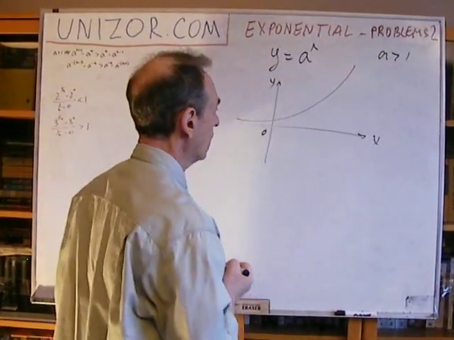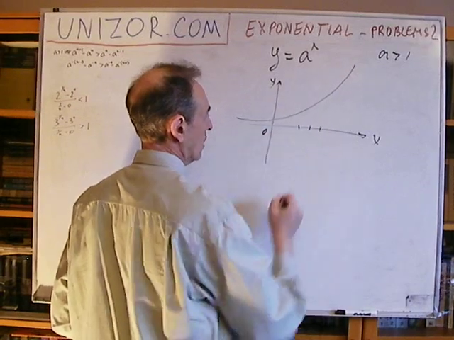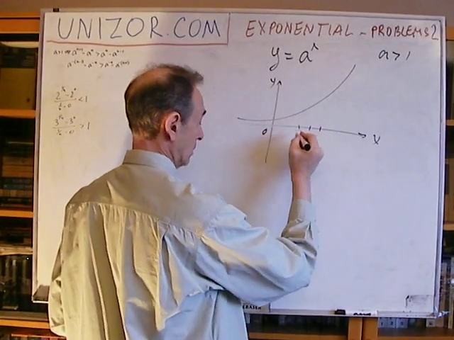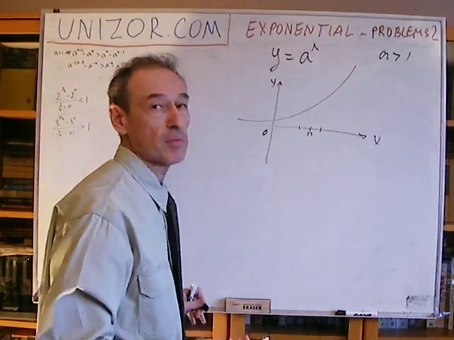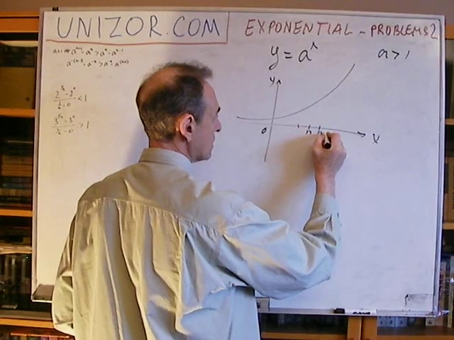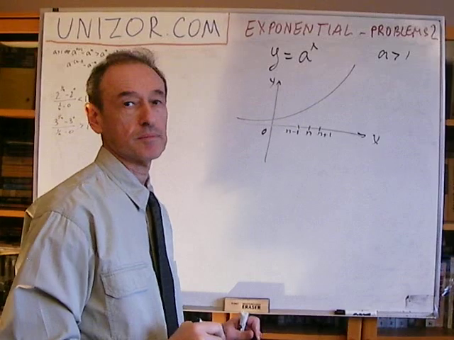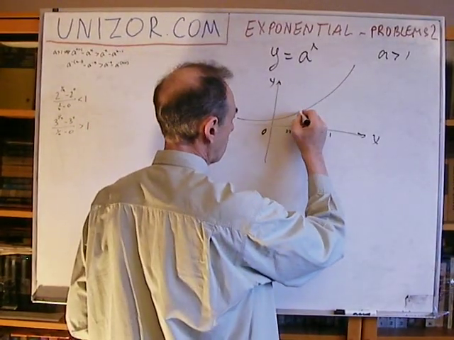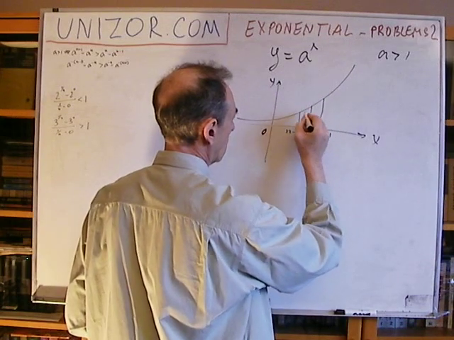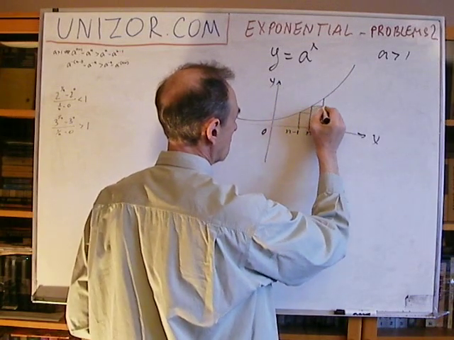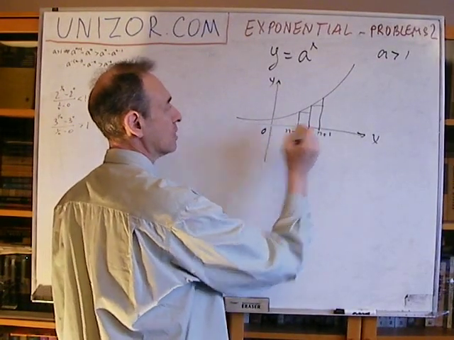Here is how. Let's take three different points. This would be a natural number n. This will be the next natural number, n plus 1, and this would be the previous, n minus 1. And let's compare how my function increments as I go from here to here and from here to here.